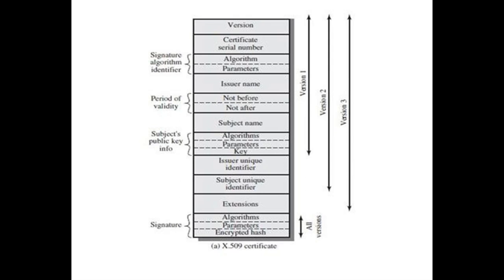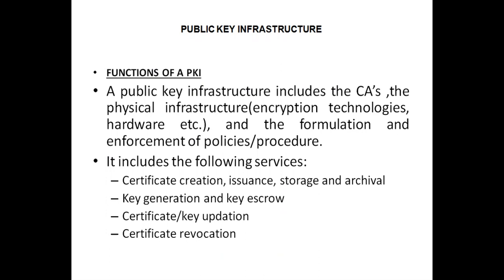So my dear friends, so far we have seen the digital certificates. Now let's move on to a very different concept, that is public key infrastructure. So what is this public key infrastructure? Public key infrastructure includes everything, including the certifying authority and key management, and everything which falls under the communication, even the encryption process also. Functions of public key infrastructure are as follows. A public key infrastructure includes the certifying authorities, the physical infrastructure, and the formulation and enforcement of policies and procedures.